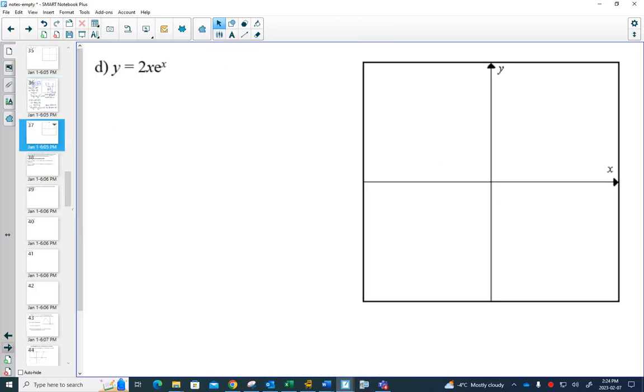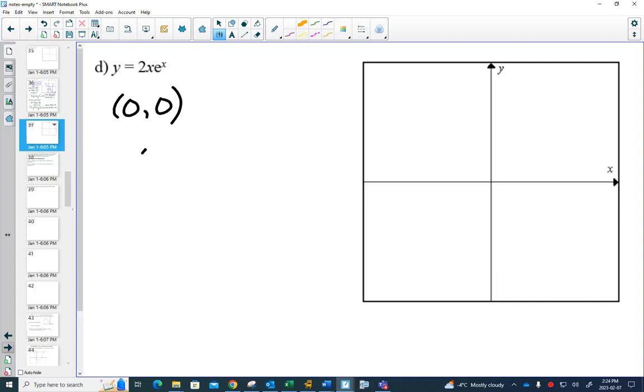Whew. 2x e to the x. Great. Just so excited to have an e in this graph. So let's see what can we do with this and what kind of analysis can we have. First of all, you could easily find your y-intercept. If you plug in 0 for x, you get 0 for y. So we know that we're going to have an x-intercept and a y-intercept of 0 and 0.